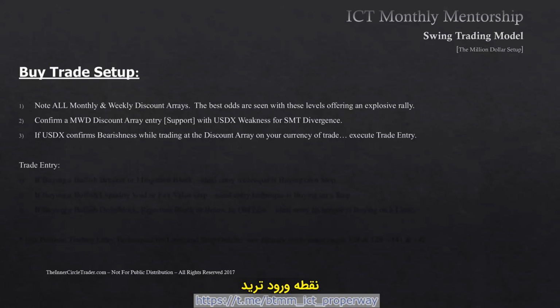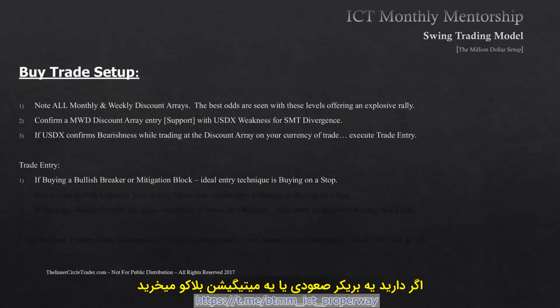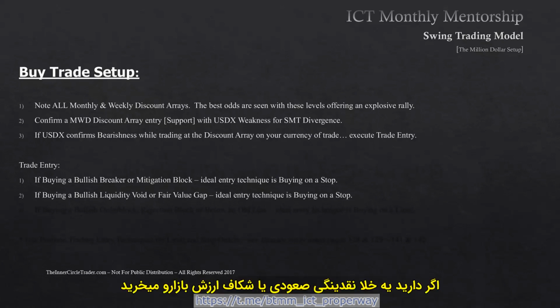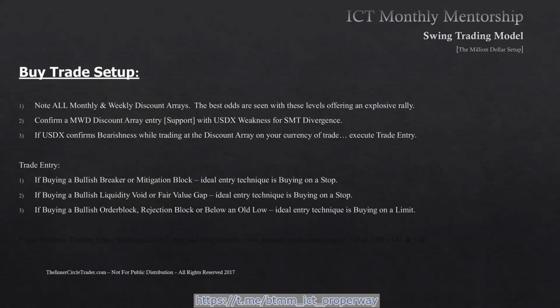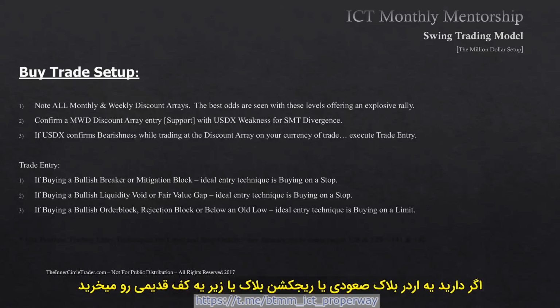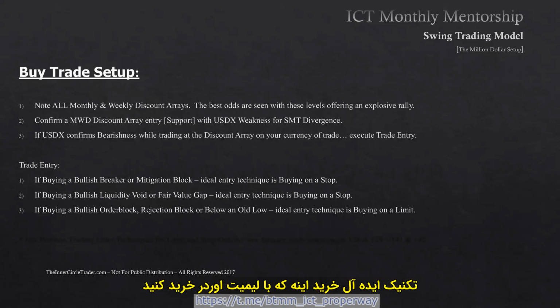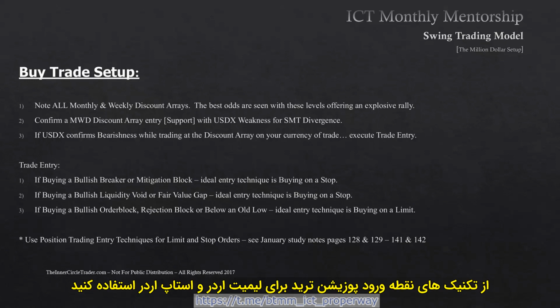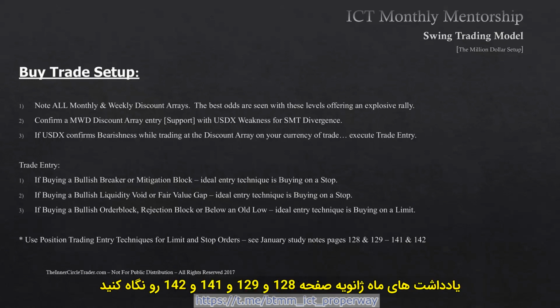The trade entry. If buying a bullish breaker or mitigation block, the ideal entry technique is buying on a stop. If buying on a bullish liquidity void or fair value gap, ideal entry technique is buying on a stop. If buying on a bullish order block, rejection block, or below an old low, ideal entry technique is buying on a limit. Use position trading entry techniques for limit and stop orders. See January study notes pages 128 and 129 and 141 and 142.